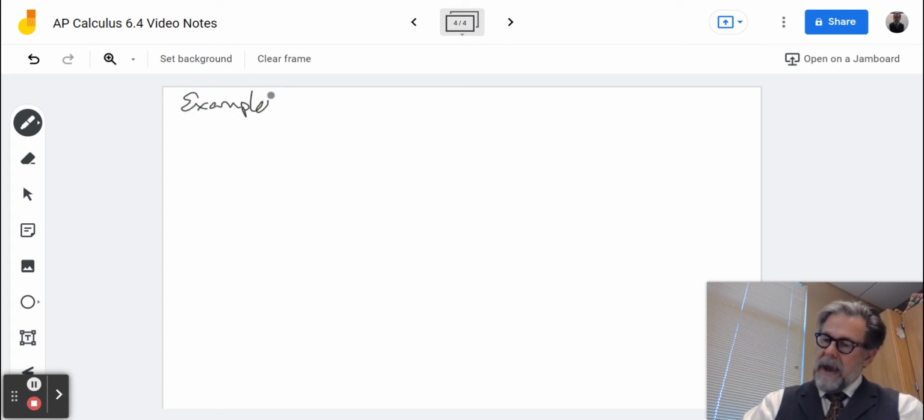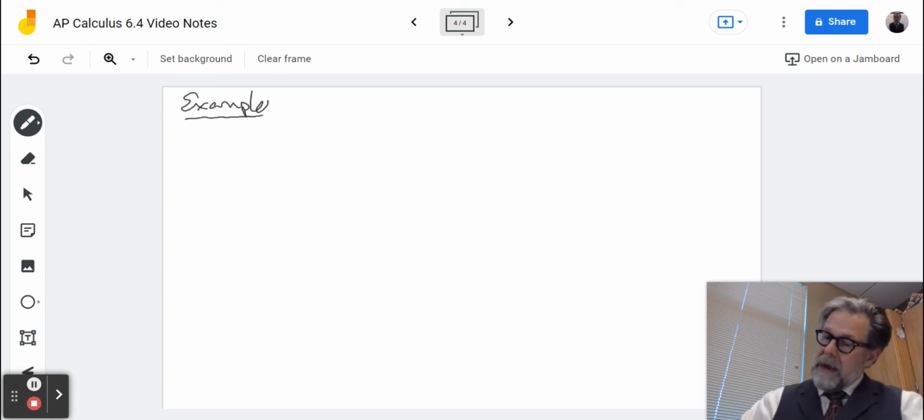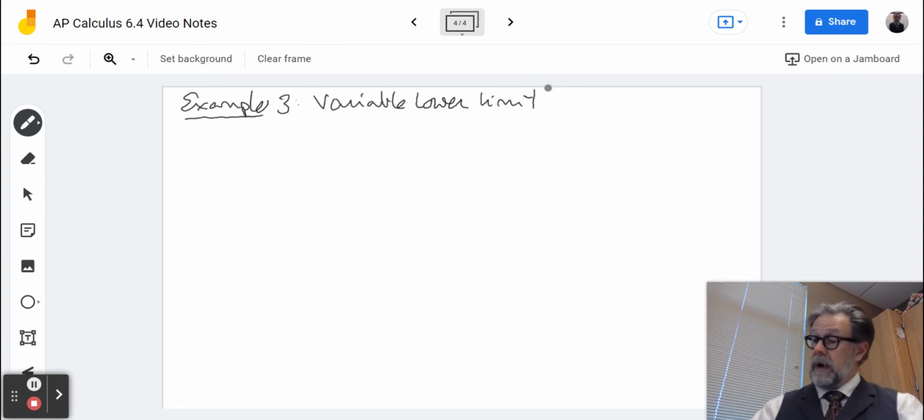All right, welcome back to Fundamental Theorem of Calculus Antiderivative part. What I want to do now is look at what happens if we have a variable lower limit. All of our examples so far have had a constant value for the lower limit. So let's look at y equals the integral from x to 5 of 3t sine of t dt.